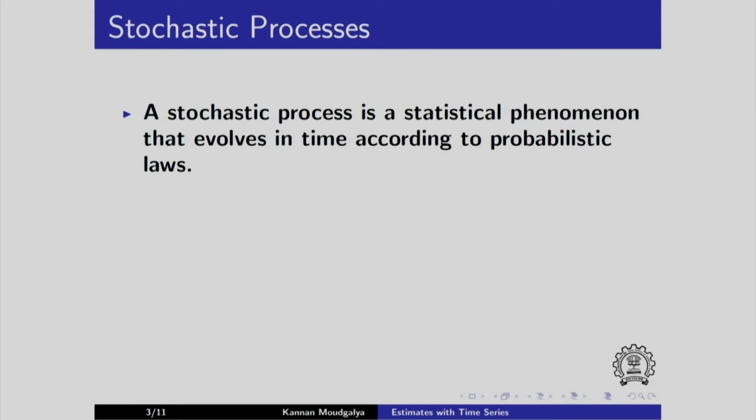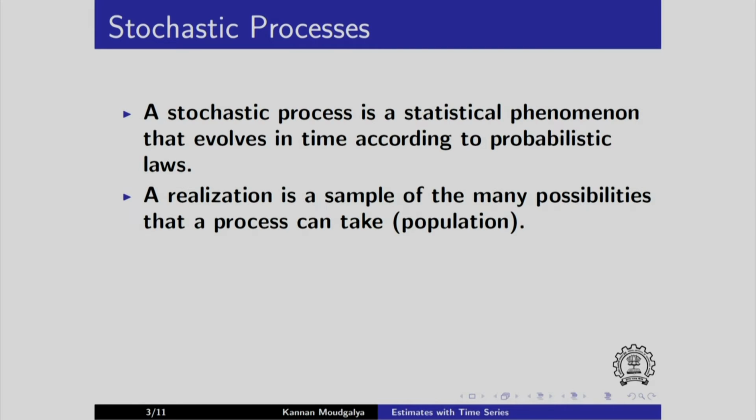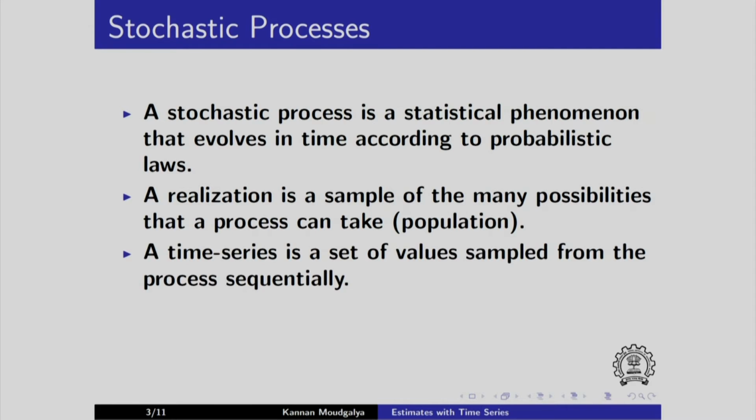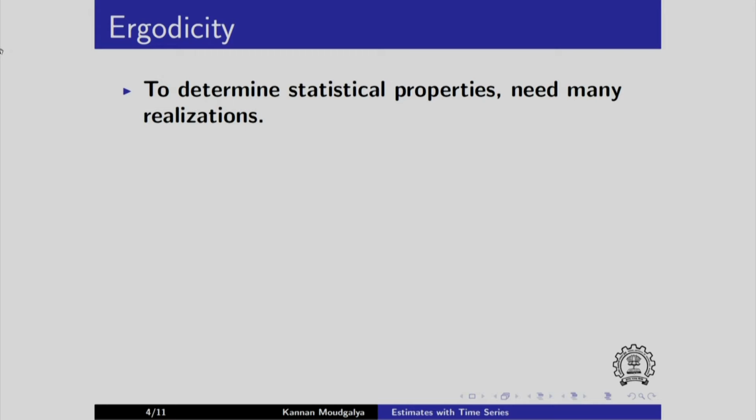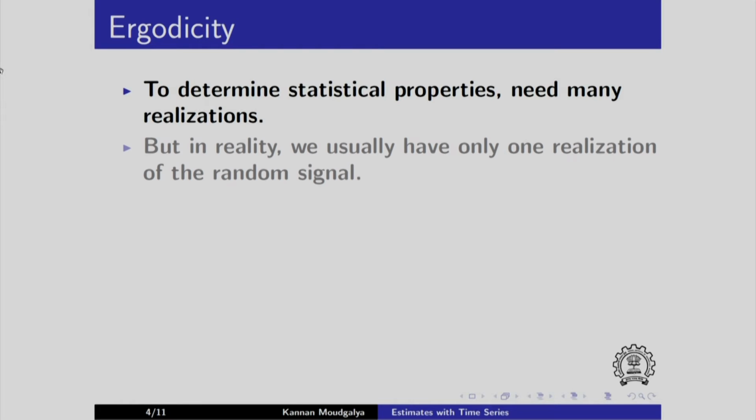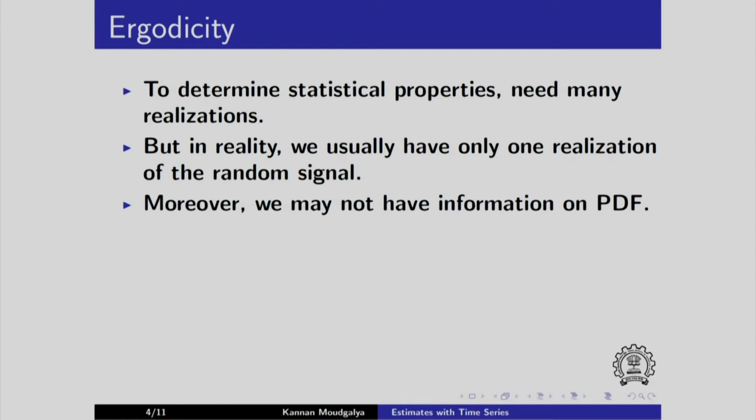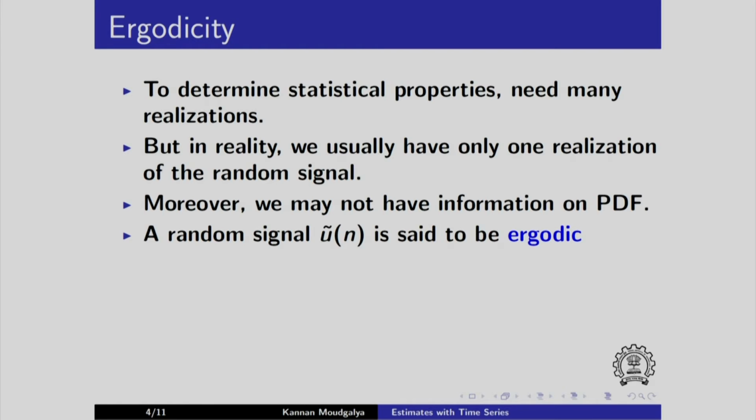Recall the definition of stochastic processes. We already saw it in the previous video. We will now take up ergodicity. To determine statistical properties we need many realizations, but in reality we usually have one realization of the random signal. Moreover, we may not have information on the probability distribution function, PDF.